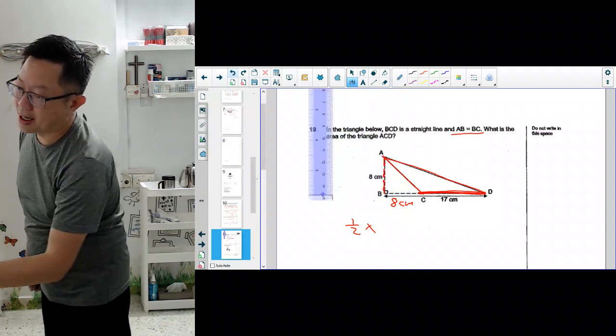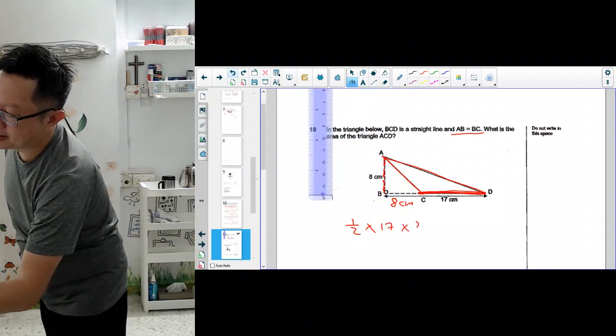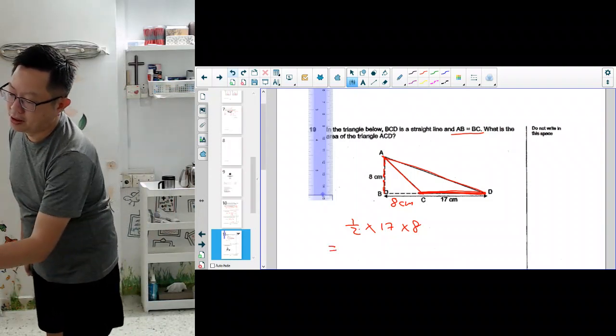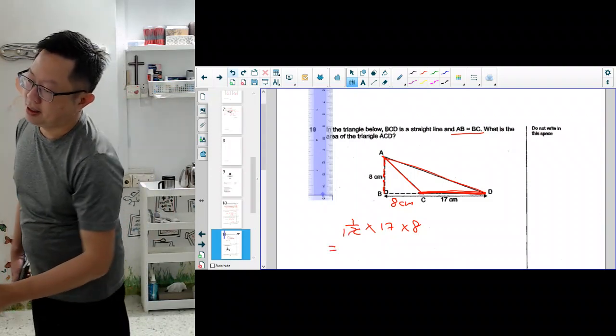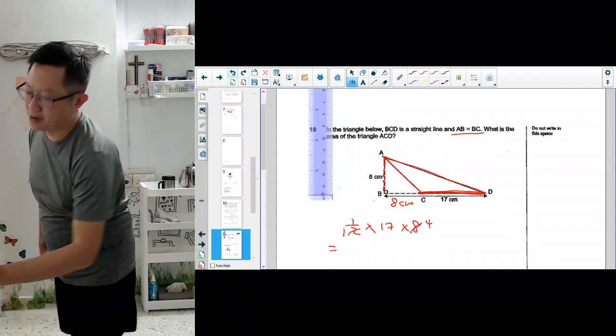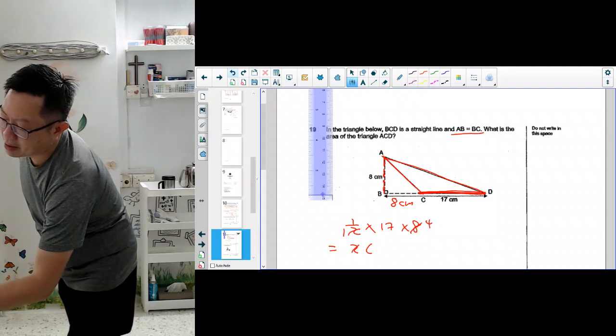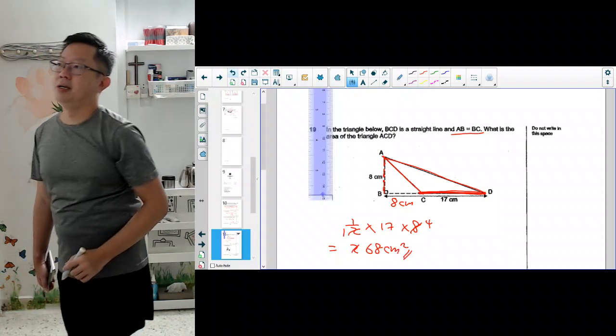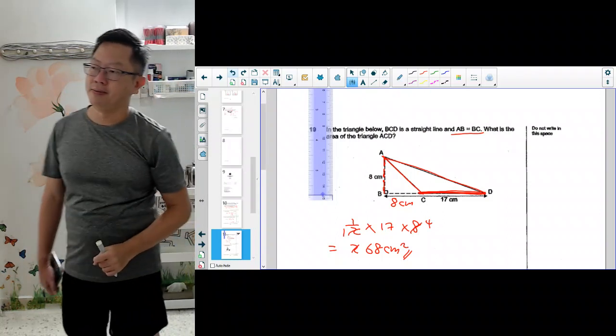So you have half times base times height. And apply the shortcut so that you can do faster. 2 divided by 2 is 1, and then 8 divided by 2 is 4. Then you take 17 times 4, that will give you how many? That will give you 68 centimeter squared, which is the area of the triangle.